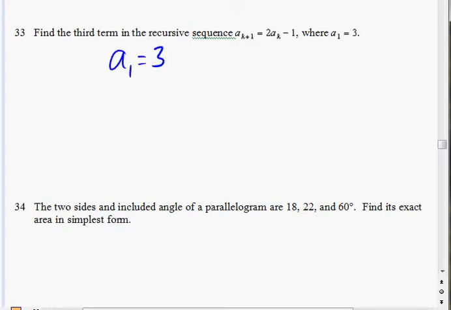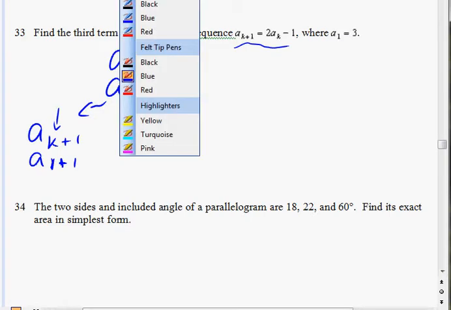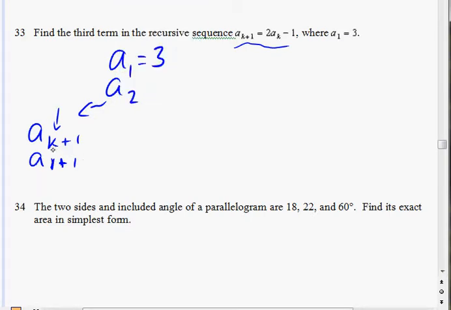We know the formula to get the next one is described over here, A sub K plus 1. Let's say I want to find A2. To get A2, that's A sub K plus 1, so K must be 1. That's the same as A sub 1 plus 1. So I'm substituting 1 for K to find A2. According to the formula, it's 2 times A sub K, and in this case K is 1, minus 1. So those are the key numbers I'm plugging in.